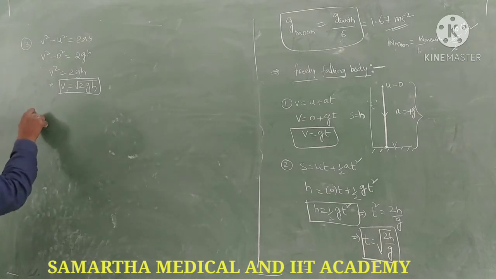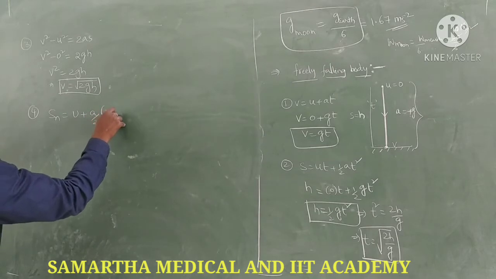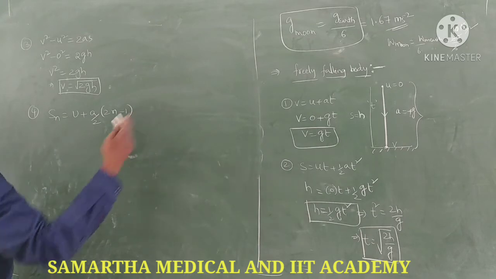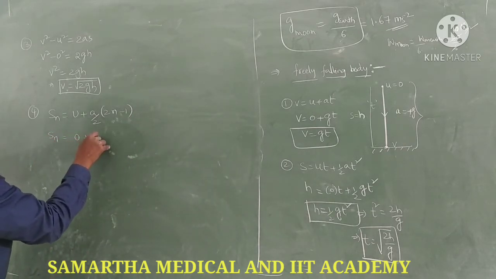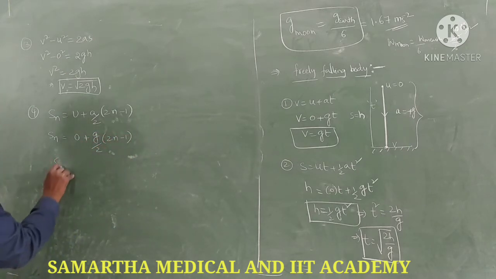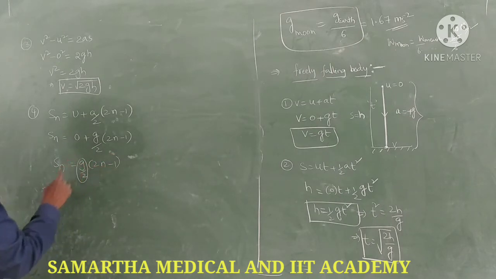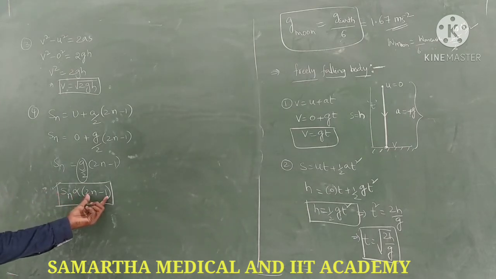Next, another one. Sn equal to u plus a by 2 into 2n minus 1. This is the distance covered in a particular nth second. So Sn is equal to u, which is 0, plus a, which is g, by 2 into 2n minus 1. So Sn equals g by 2 into 2n minus 1. Here g is a constant and g by 2 is also constant. Sn is directly proportional to 2n minus 1. This is the relation for the distance covered in a second.